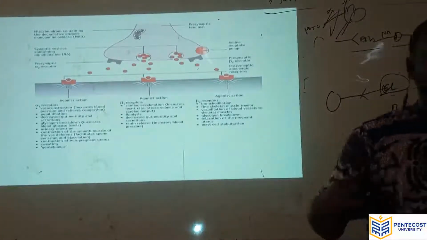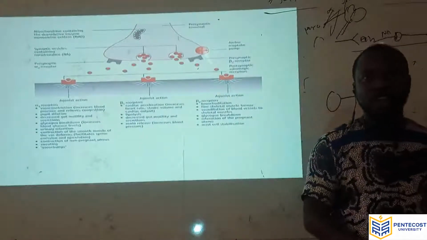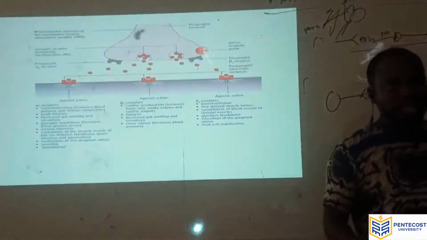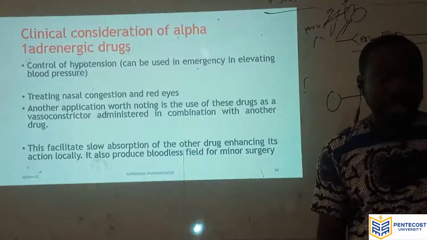And when you inhibit the release of norepinephrine, then circulating norepinephrine will go down, and you wouldn't have vasoconstriction. So we use alpha 2 to manage hypertension, mostly in what? Pregnant women. Let's look at some clinical uses.